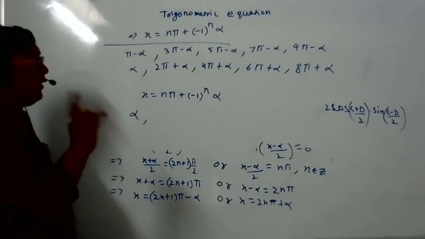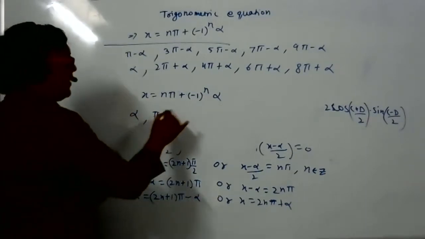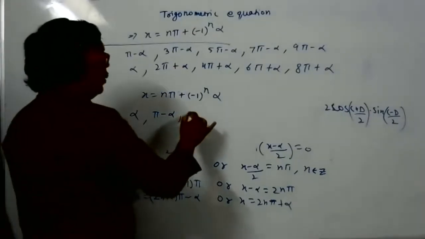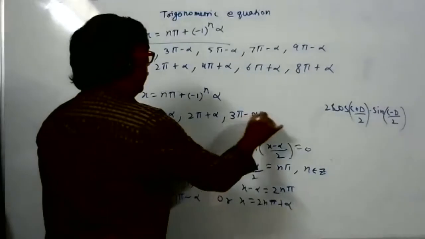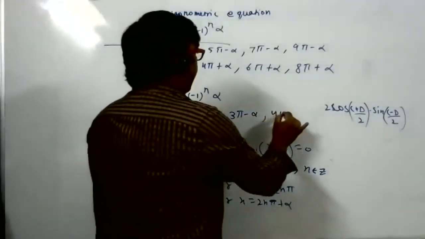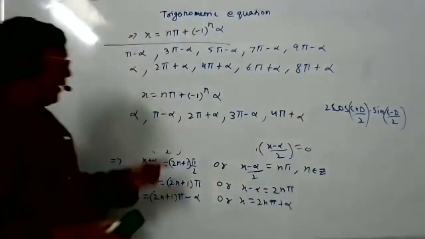Put n is equal to 1. You will get pi minus alpha. Put n is equal to 2. You will get 2 pi plus alpha. Put n is equal to 3. You will get 3 pi minus alpha. Put n is equal to 4. 4 pi plus alpha. So I have written correctly only now.